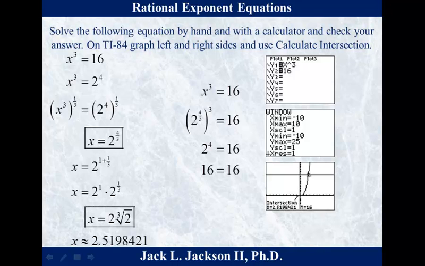And so you do a calculate intersection. So that's second trace for calculate, number 5 I believe for intersect, and then you identify first curve, second curve, and a guess, and then the output is what you see here. And notice that's the same decimal approximation that we got by plugging in 2 to the 4/3 power on our calculator. By the way, if you do this 2 to the power 4/3, be sure you put the 4/3 in parentheses. Okay? And of course the 16 here is of course what both sides equal in the check.